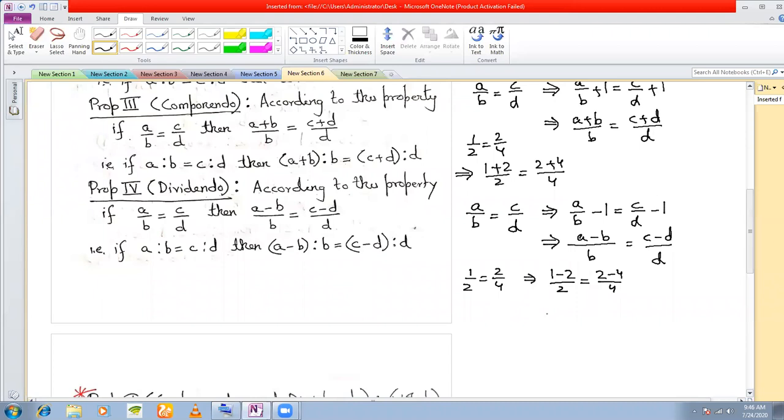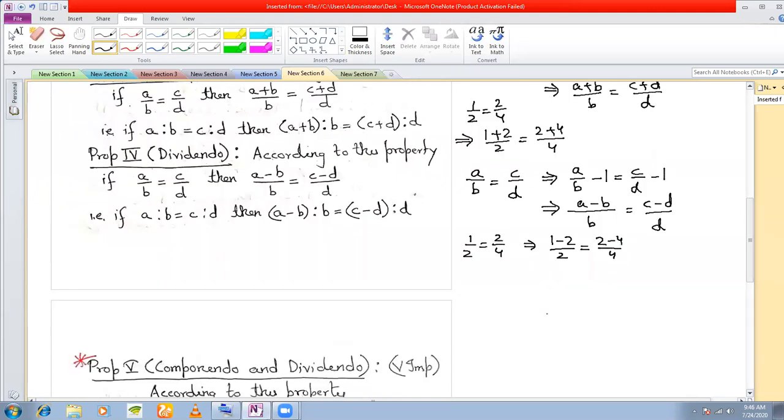Okay. Now combining both, you can get the property componendo and dividendo. Now see, from componendo, what do we have? So, explain dividendo once more.